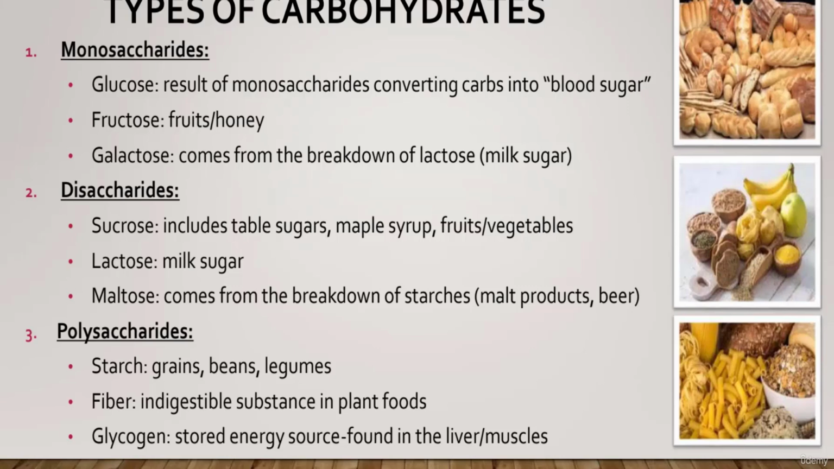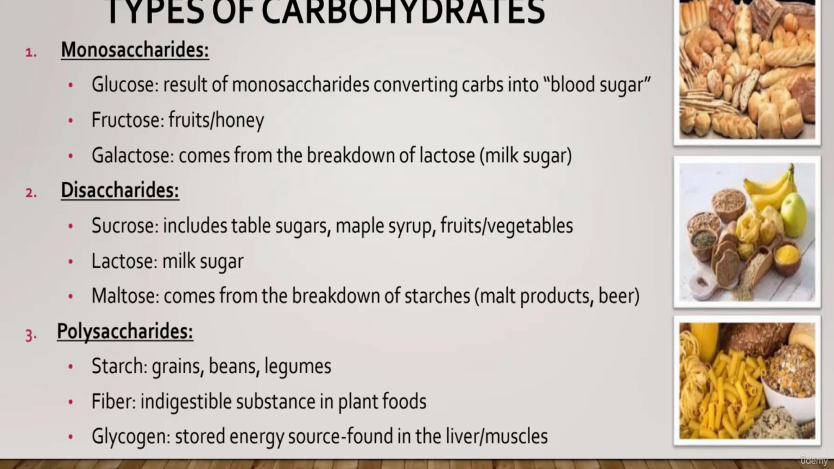Types of carbohydrates, right? So you have glucose, fructose, and galactose, right? These are monosaccharides, right? So fructose is found in fruits and honey. Glucose is the result of monosaccharides converting carbs into blood sugar, right? So that's why you need to decrease your carbs, right? Disaccharides consist of sucrose, which consists of table sugars, maple syrup, fruits and vegetables, lactose, anything related to milk.